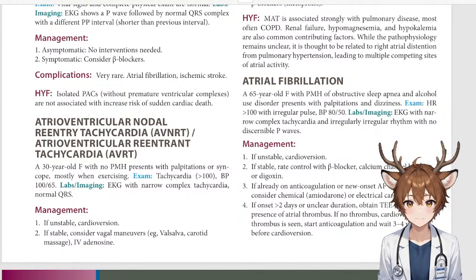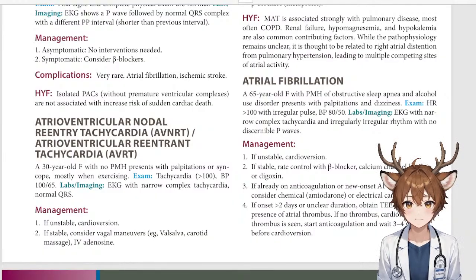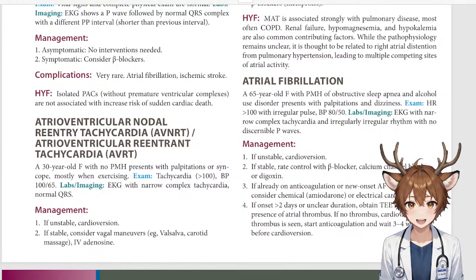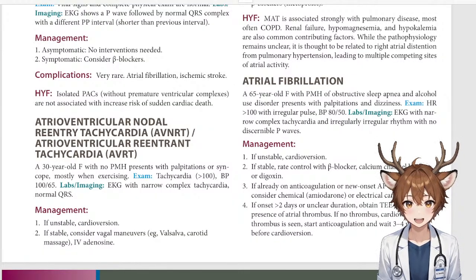The management, if unstable, cardioversion. If stable, consider vagal maneuvers like Valsalva, carotid massage. Also consider IV adenosine.